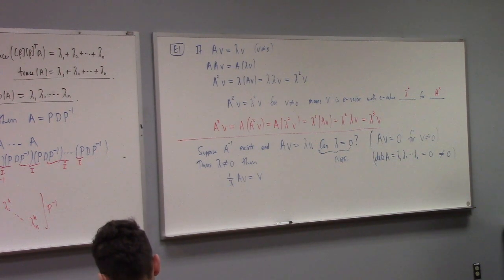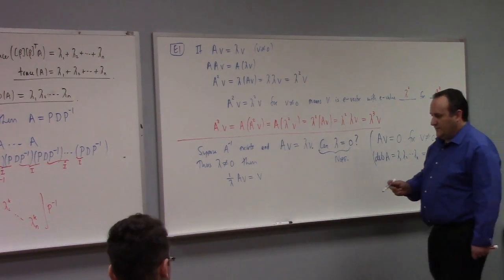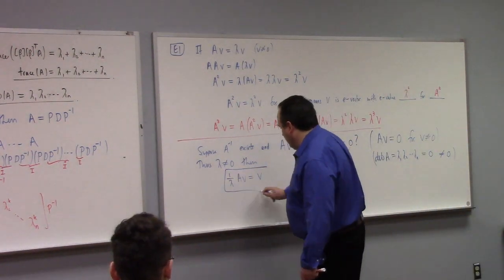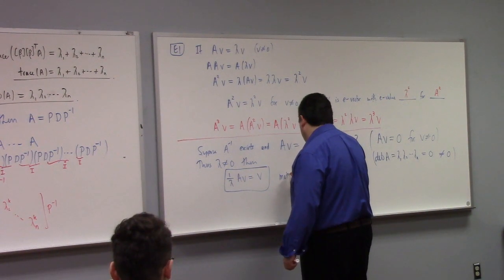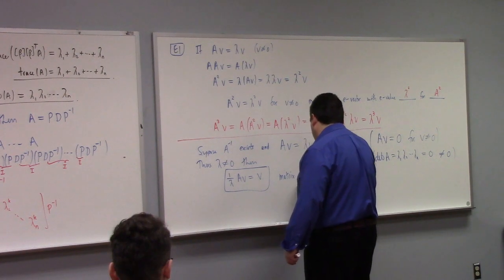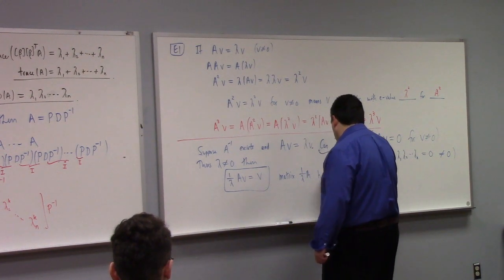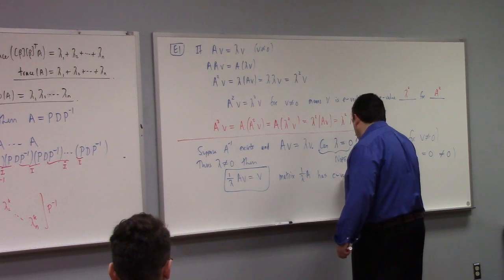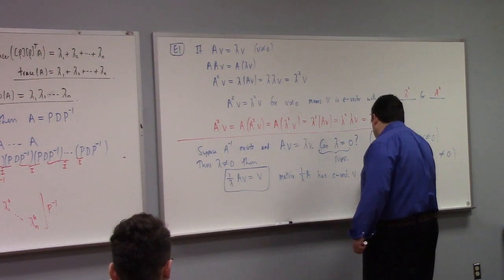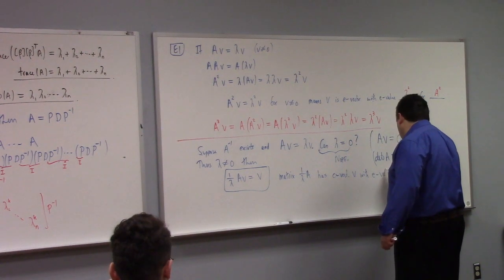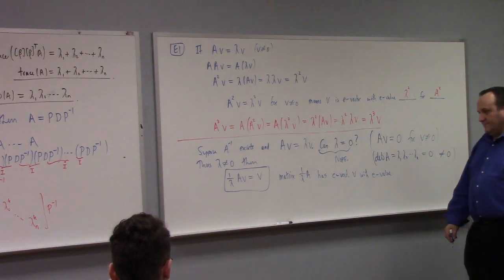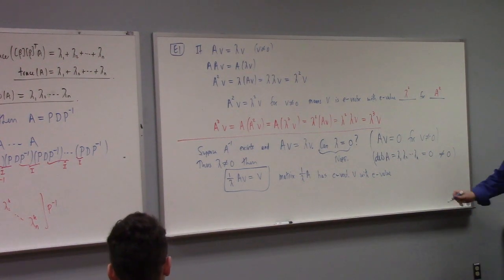Dividing the equation by lambda. What does that say? Can you guys interpret this equation right here for me? This says that the matrix 1 over lambda times A has eigenvector V with eigenvalue what? One. Eigenvalue is 1.